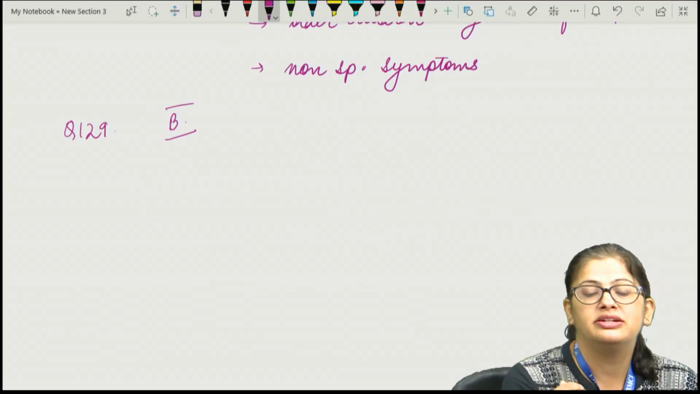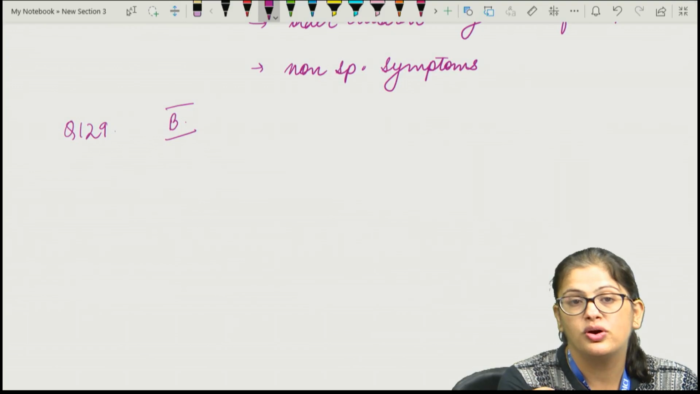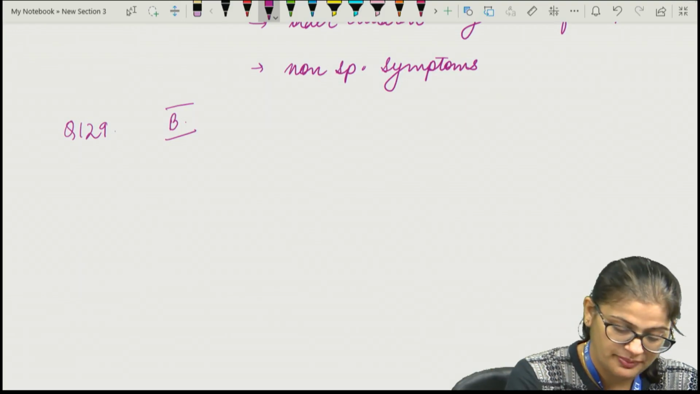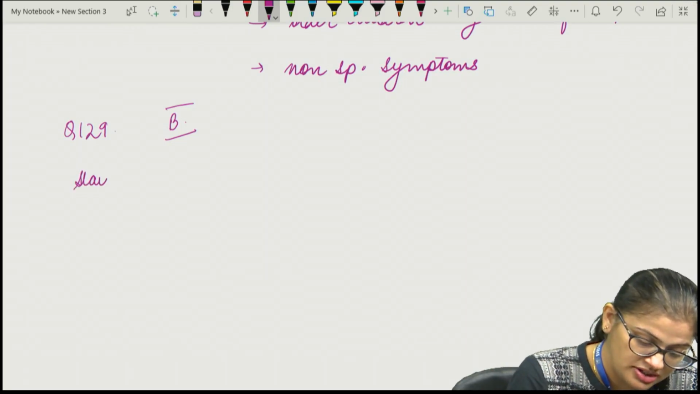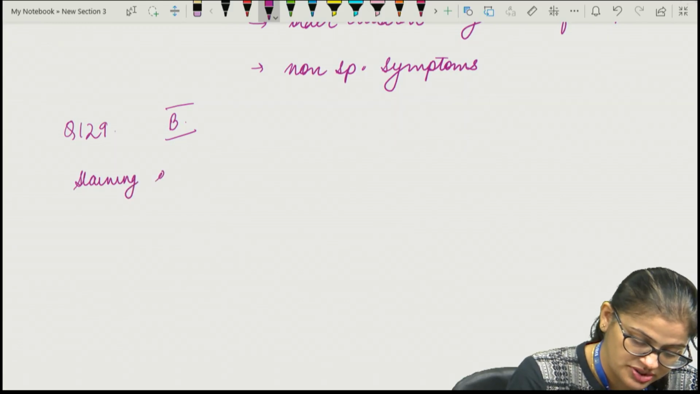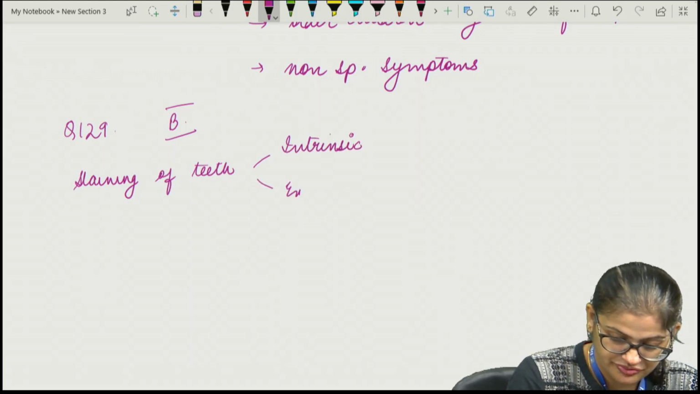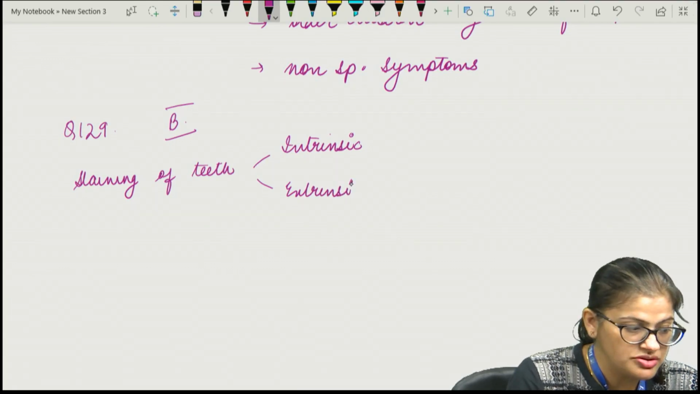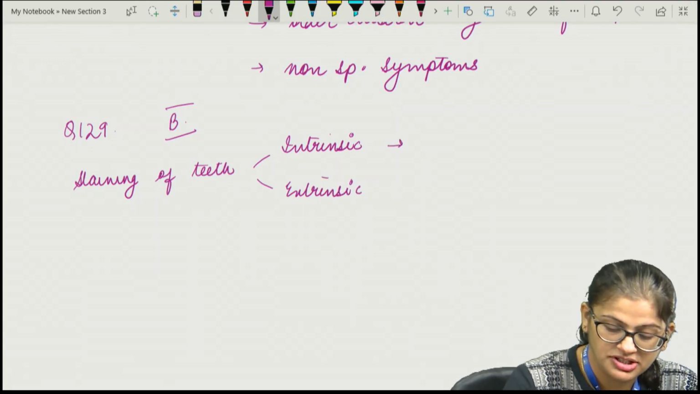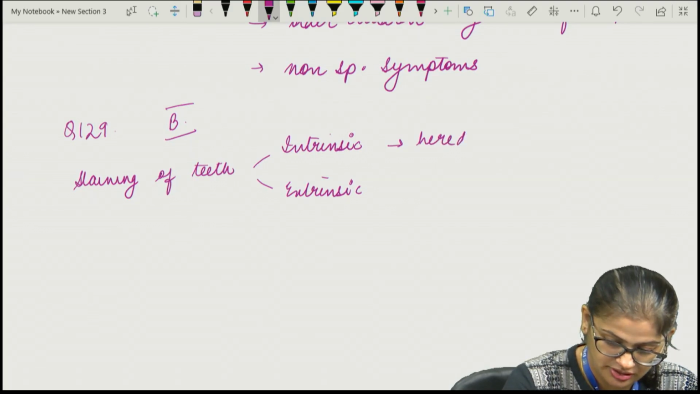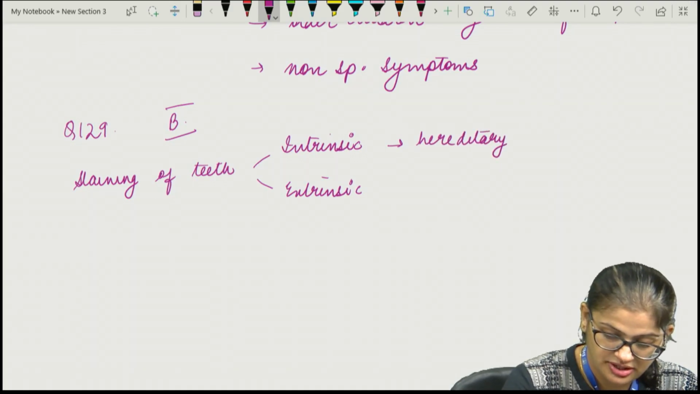So you should know that intake of iron can cause staining of the teeth. Now staining of the teeth can be either intrinsic or extrinsic. So now intrinsic staining can result due to hereditary conditions of the enamel.